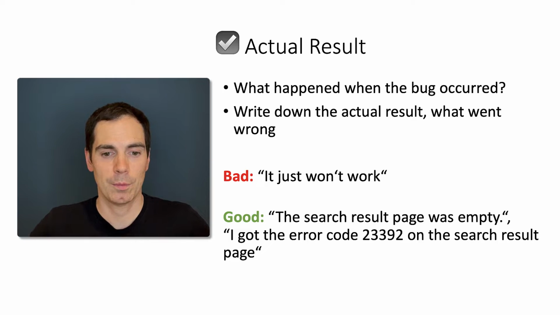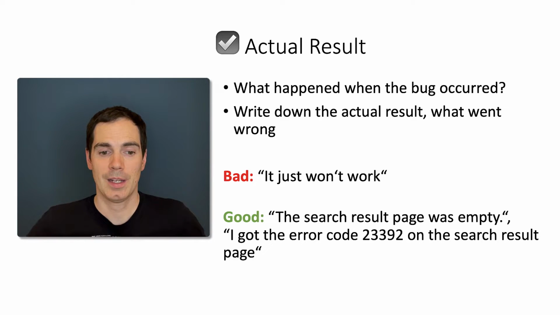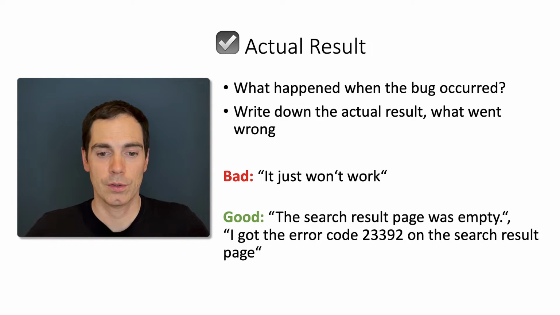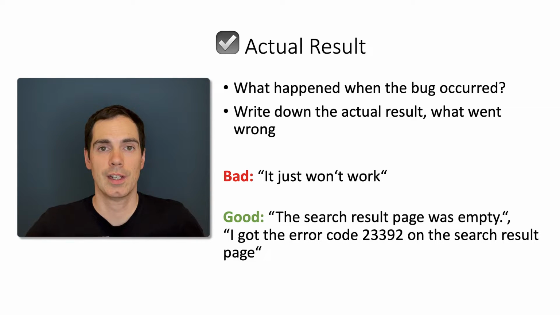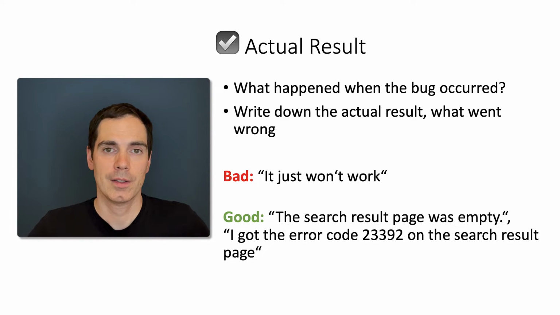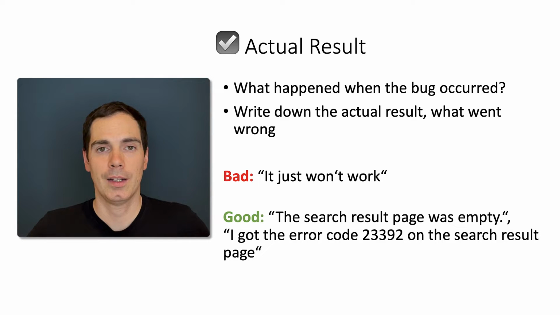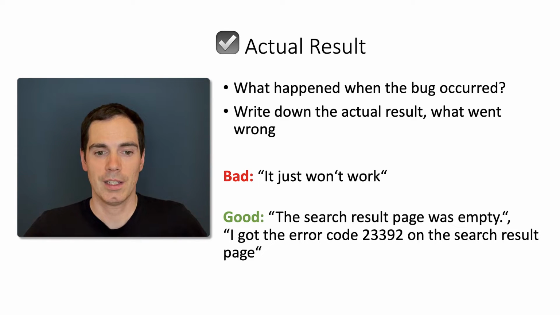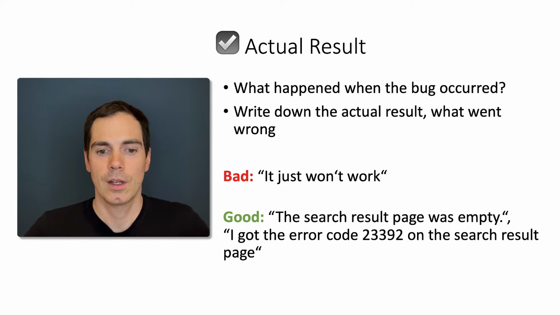A good example would be, the search result page was empty. I got an error code 23392 on the search result page. This is exactly what you get. If you have these steps to reproduce from before, remember, somebody opened the app, entered the search section, entered John Doe, and then he was actually expecting to see a search result list of 20 entries. But in this case, he got an error with a different error message.